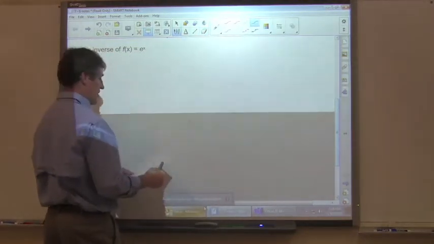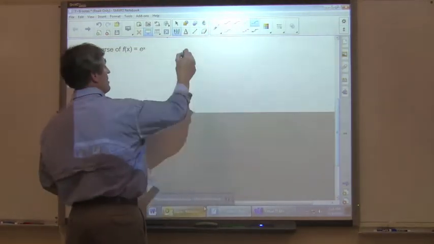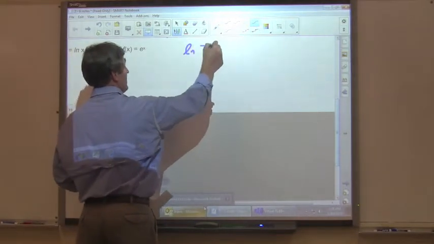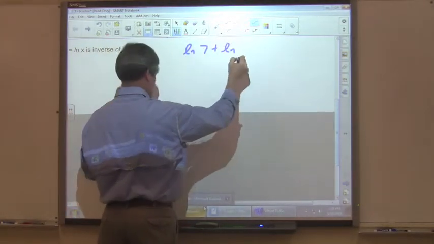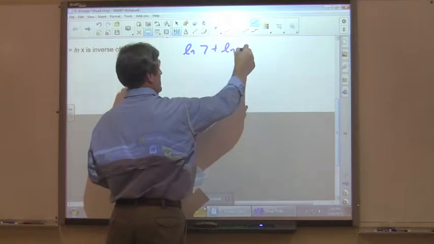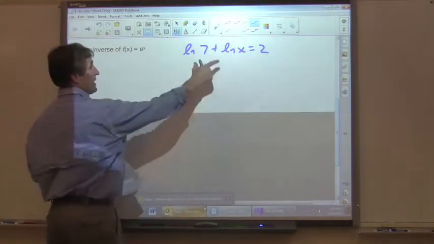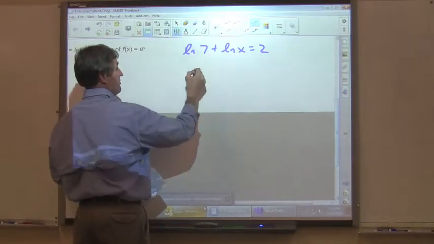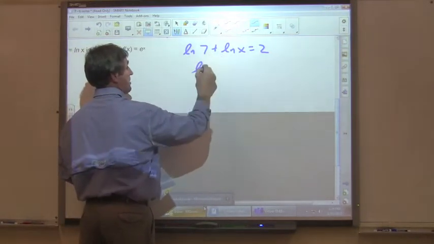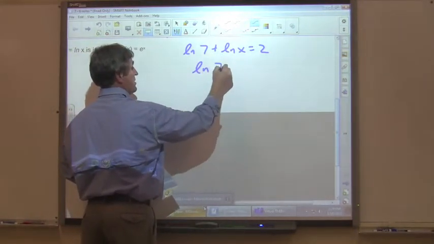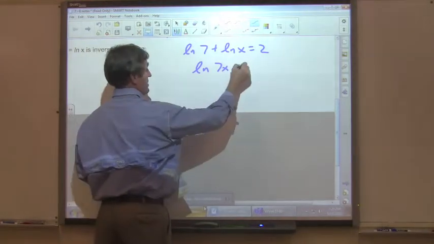So other things we can do, ln 7 plus ln x equals 2. So I'm going to get this down to a single logarithm. So remember, addition becomes multiplication, so 7x.